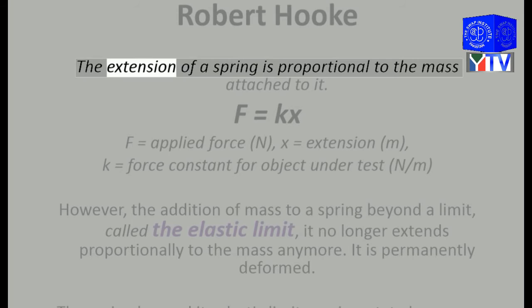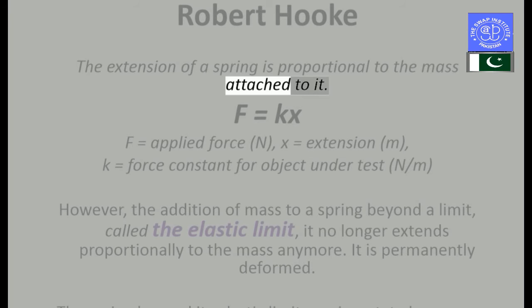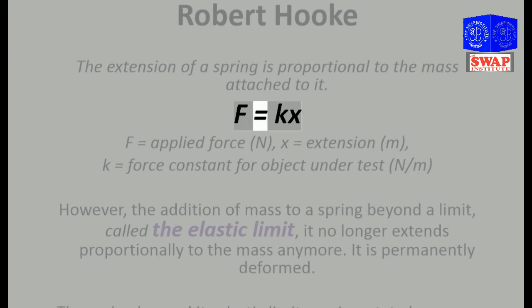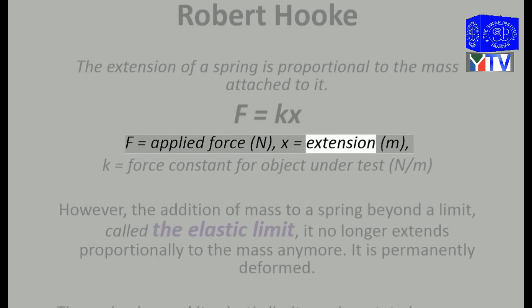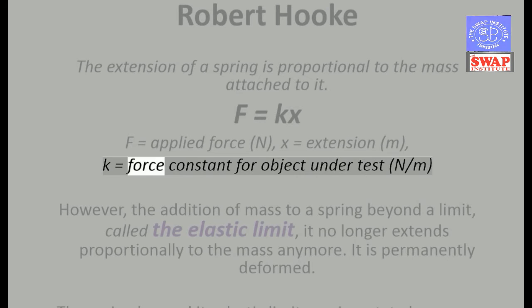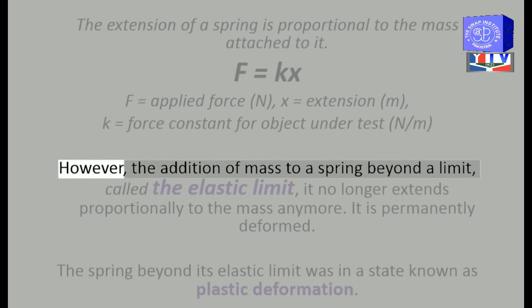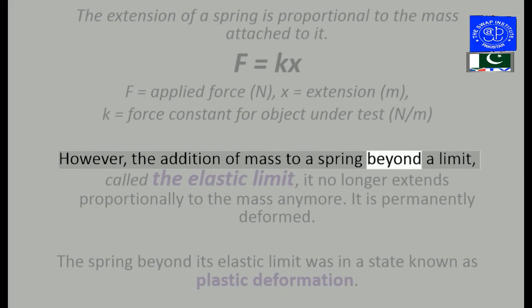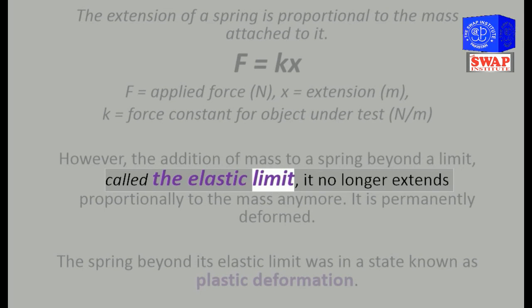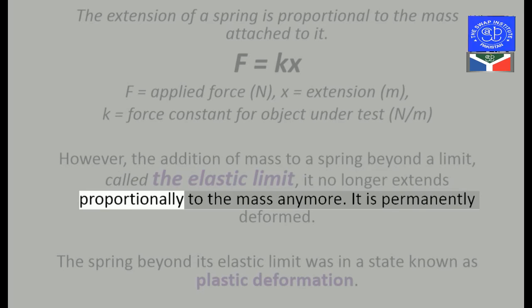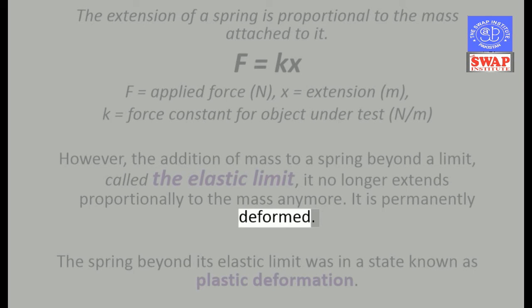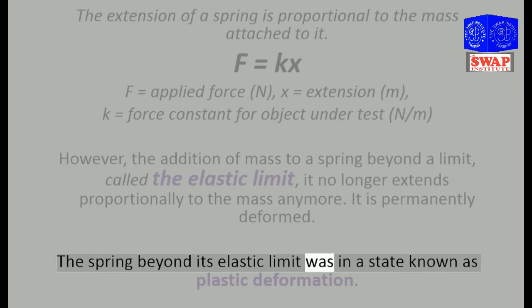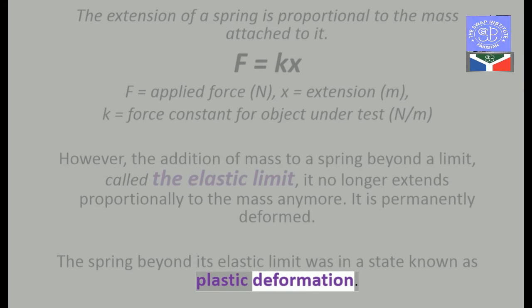Robert Hooke. The extension of a spring is proportional to the mass attached to it. F equals kx. F equals applied force, N, x equals extension, m, k equals force constant for object under test, N/m. However, with the addition of mass to a spring beyond a limit, called the elastic limit, it no longer extends proportionally to the mass anymore. It is permanently deformed. The spring beyond its elastic limit is in a state known as plastic deformation.